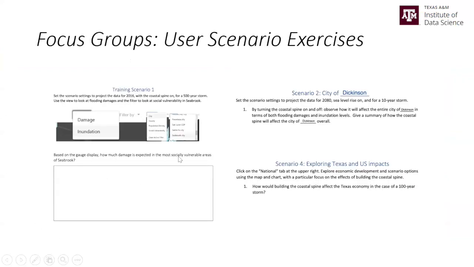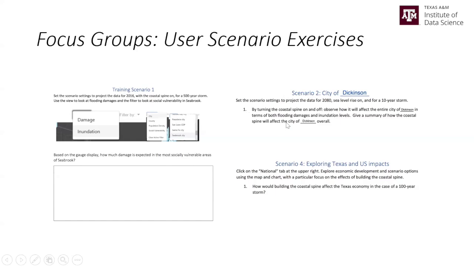So I don't expect you to read all these. I know the text is small, but I wanted to give you a little peek at what our scenarios look like. So this is what one of the training scenarios looked like. We gave them some directions, said, click this button to set the scenario for a certain year, for a certain storm, and then for a certain city, and then tell us something about the gauge display in the map, how much damage is expected. There was an option, it still is an option, to filter by socially vulnerable areas. So that's something we asked them to do. And then we had some similar scenarios at the testing phase.